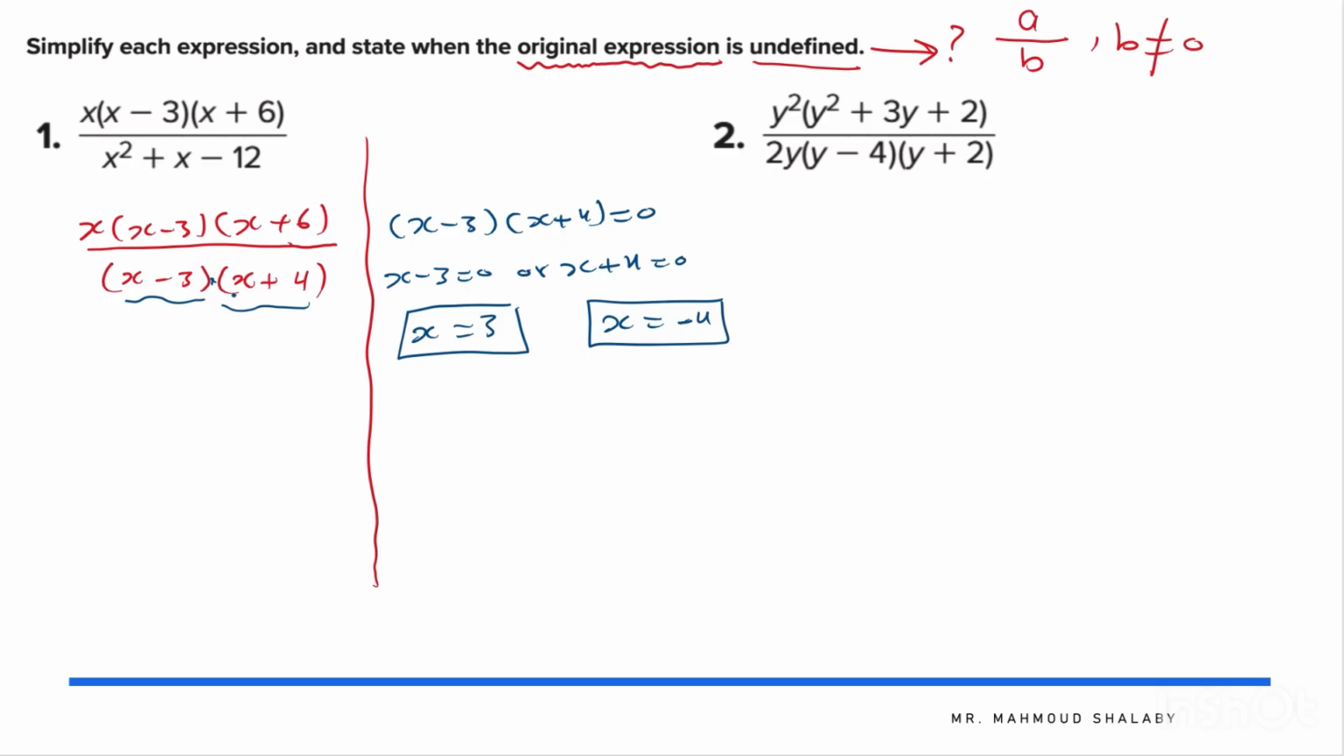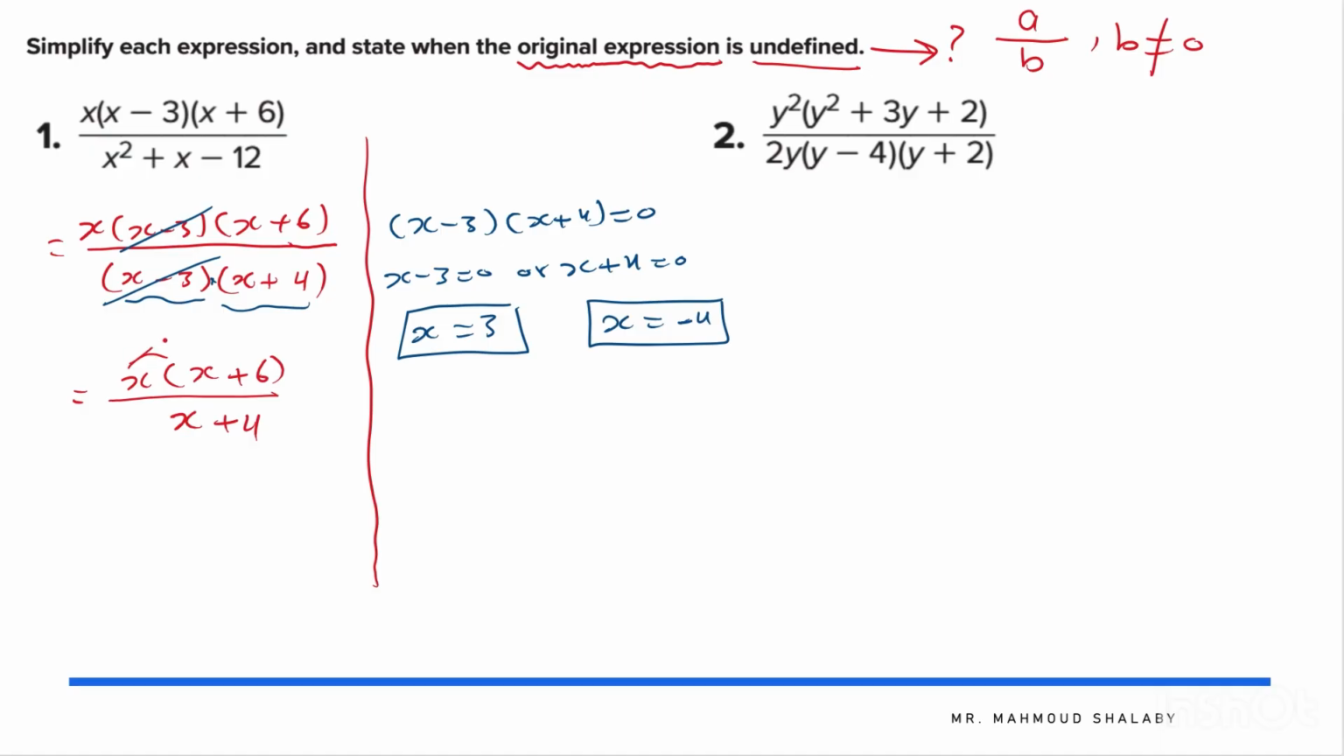Now let's complete simplifying. As you can see here, we have 2 similar brackets. The complete brackets are similar, so we can cancel them. So the remaining expression here will be only x multiplied by x plus 6 on the top over x plus 4, and that's it. Actually, we should write equals here. Type. What if I can see the answer that I have here in the choices?